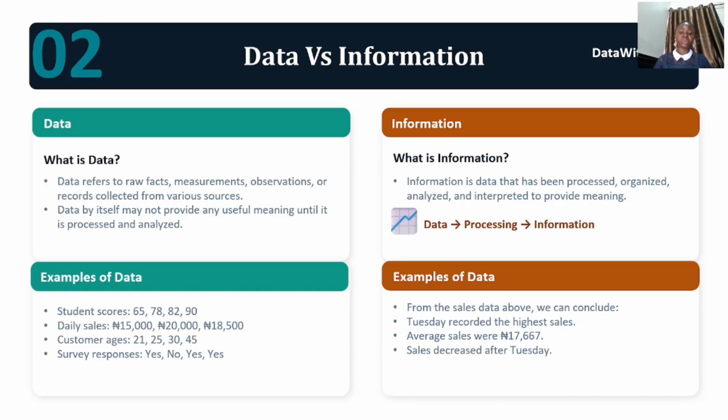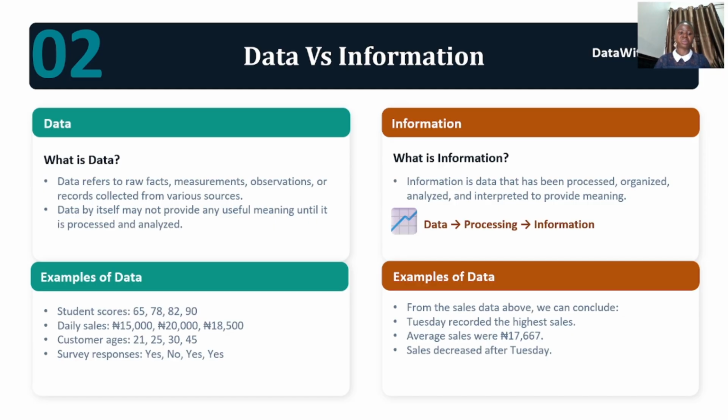But by the time you process it, from being student records equal to 65, 78, 82, 90, and make meaning out of it, like the highest score is 90, the lowest score is 65, the average score is this. So by the time you process it and get meaning out of it, it is no longer data, it is now information.